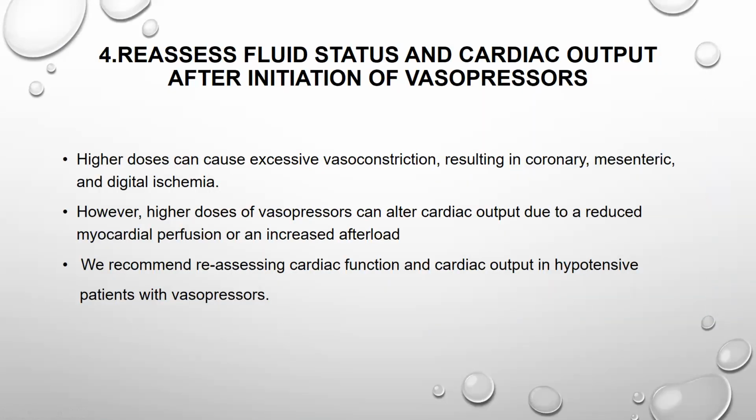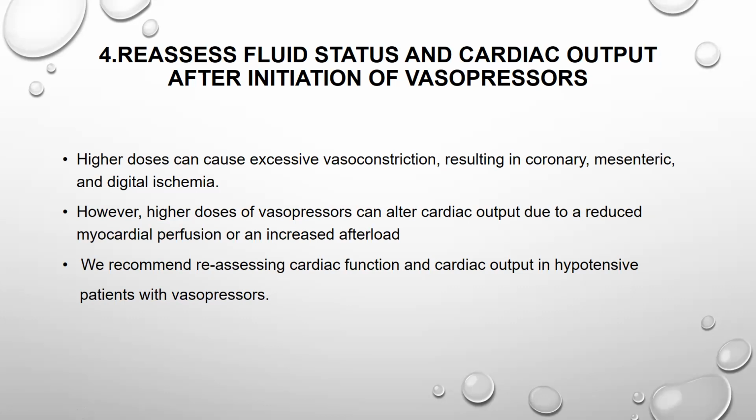Our first tip is that you have to reassess the fluid status and the cardiac output after initiation of vasopressor. So you started your patient already on a fluid bolus, and then after that, you started your vasopressor. You have to reassess your patient. What is the fluid status of my patient, whether he will benefit from further fluid boluses or not, and how will I titrate the vasopressor? Should I go for higher doses or not? Is this dose enough, or should I go down?